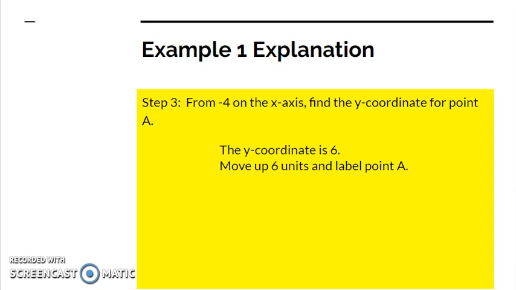From the -4 on the x-axis, you're going to find the y-coordinate that matches what we were given in our ordered pair. So our ordered pair was (-4, 6). So we are currently on a -4 on the x-axis. We're going to move up because we're going to the positive side on the vertical axis to a +6. So you're going to move up 6 units from -4, and you're going to label that point A.